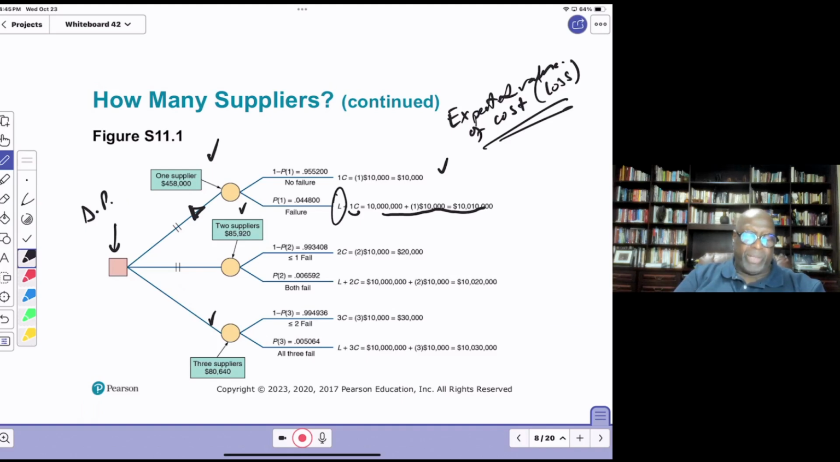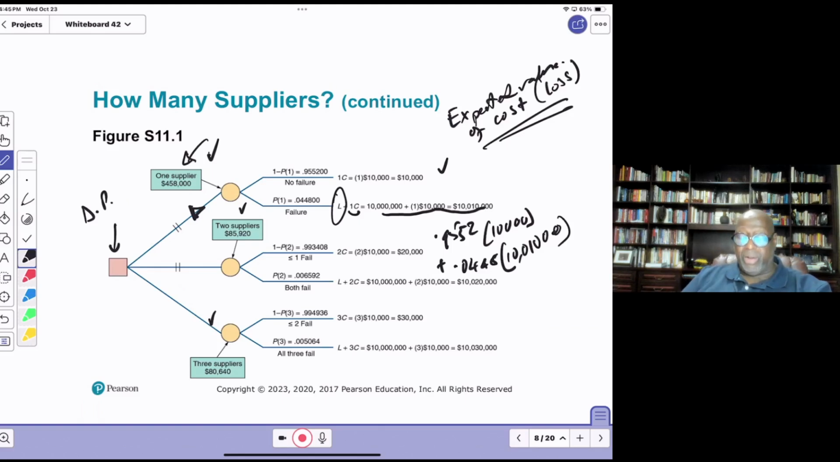this value of 458,000 here comes from multiplying 0.9552 by 10,000 plus 0.0448 times the 10 million plus 10,000. Right? So if you add that together, you get the $458,000.